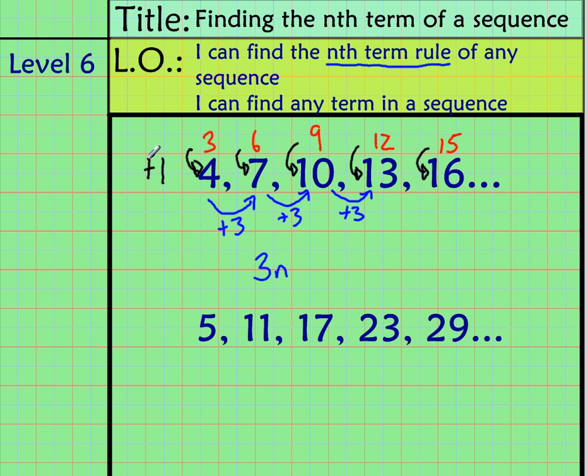And I take this number here, whatever this was, and I put it next to my n bit here, okay? And that's it. Here is my nth term rule. I'm going to explain what this means in a second, but I need you to be able to get to this stage where you can make this rule. Okay, so we've got 3n plus 1. And where did the plus 1 come from?